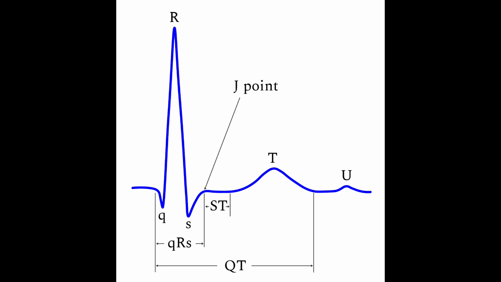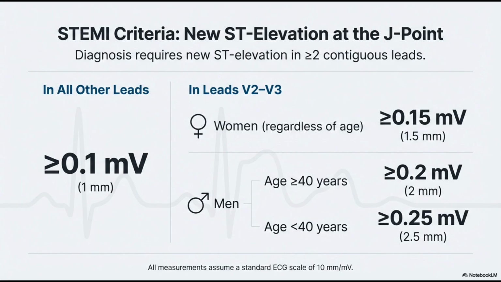Okay, the J point. And the baseline rule is that a diagnosis requires new ST elevation right at that J point. And it has to be in 2 or more contiguous leads. Contiguous meaning they're looking at the same physical part of the heart. Precisely. For most of those leads, the criterion is pretty straightforward. You're looking for at least one small box of elevation, which is 0.1 millivolts.